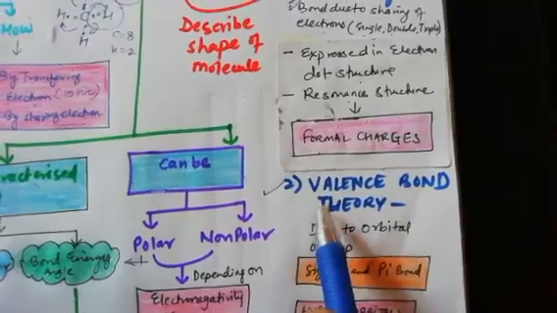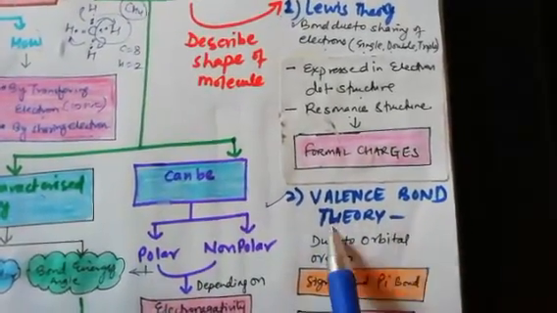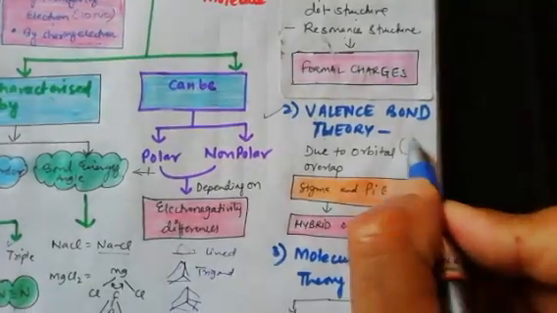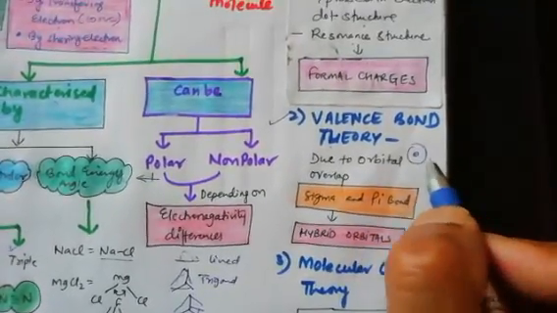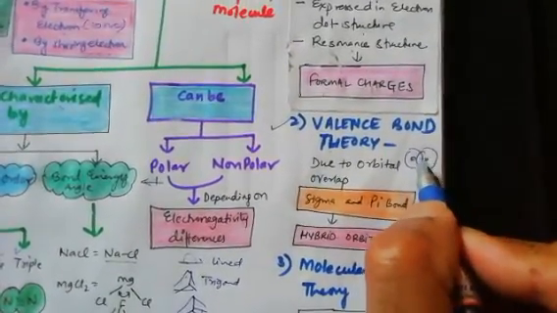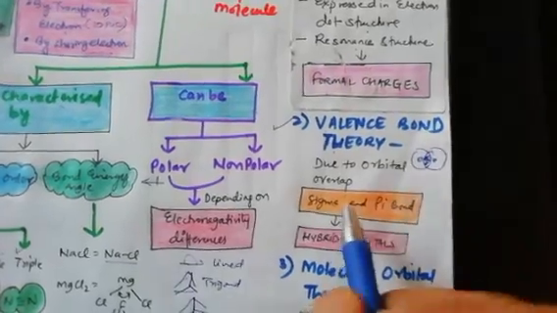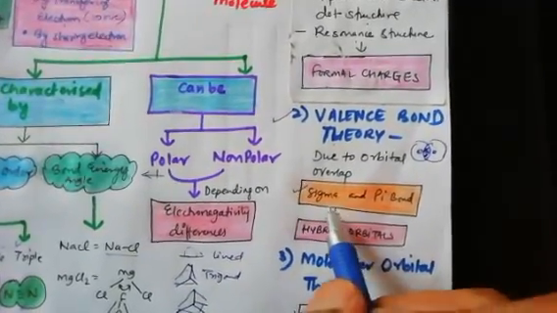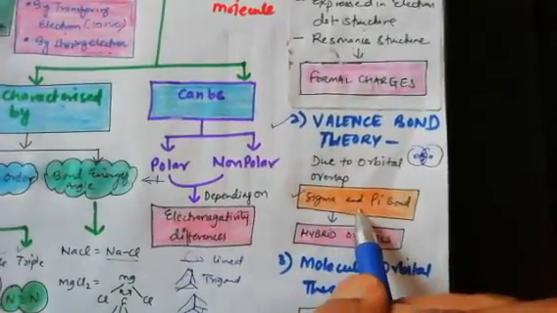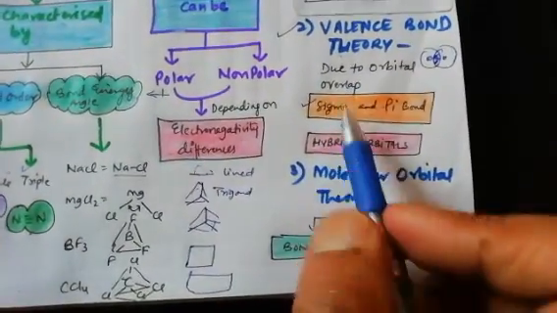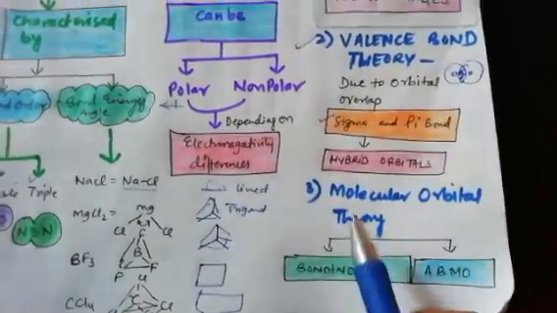Then second we will study to describe the shape, that is valence bond theory, due to orbital overlap. Orbital is overlapping. Orbitals we study now: s, p, d orbitals. So this is called orbital overlapping. There are 2 types of orbital overlapping, sigma and pi. Sigma is single bond, pi is double bond, sigma and pi is triple bond. So it is making hybrid orbitals. Hybrid means mixture of 2 orbitals.